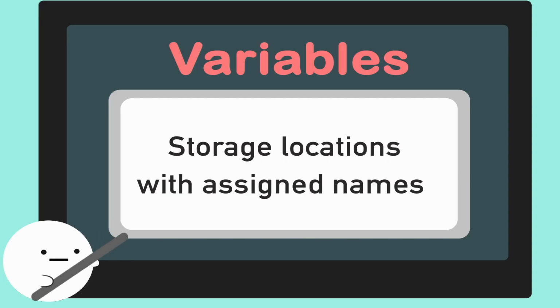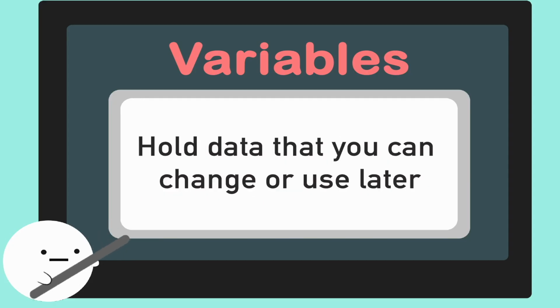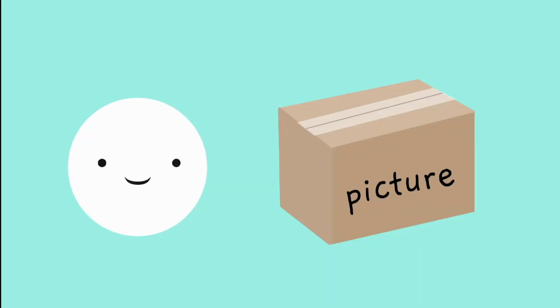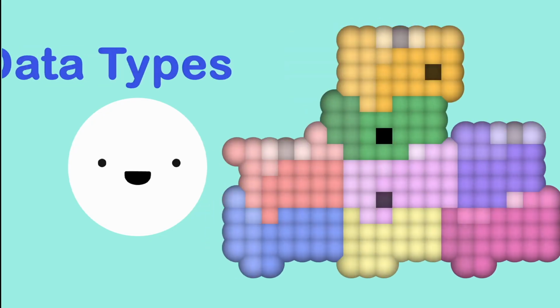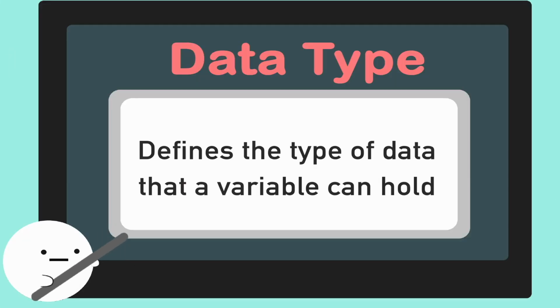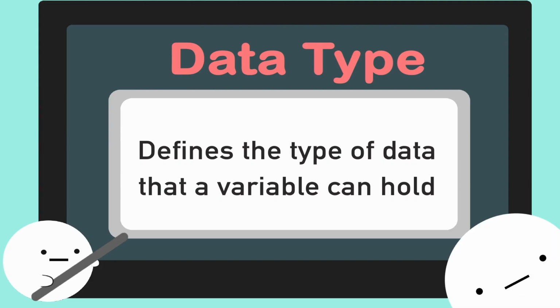They're storage locations with assigned names that hold data that you can use and change later on. Like a box, variables can hold a whole variety of categories. In programming, these things would be known as data types. A variable's data type determines the type of data that it can hold. Hence the name data type.